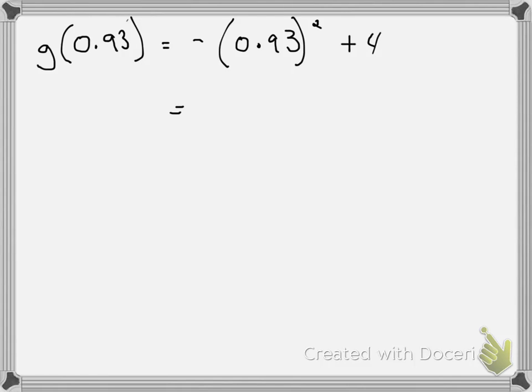But then I also have to do it for the other value. So I have to work out g of 0.93 recurring. And that's going to equal the negative of 0.93 squared plus 4. And when I do that, I get 3.135.